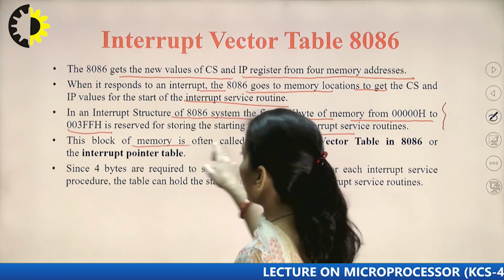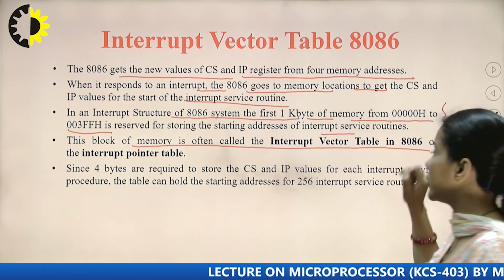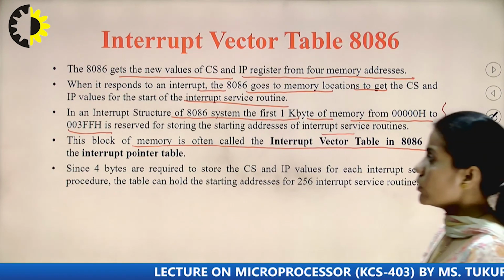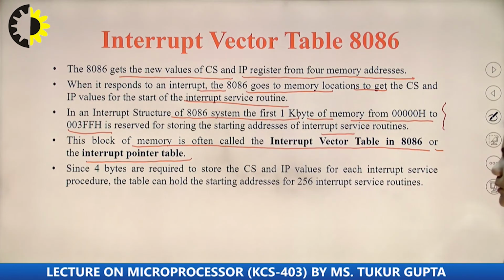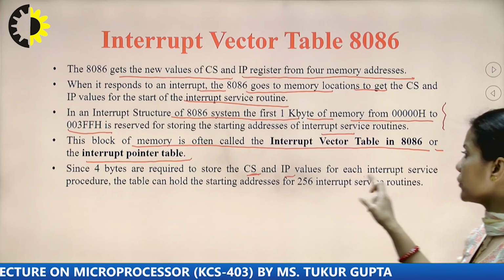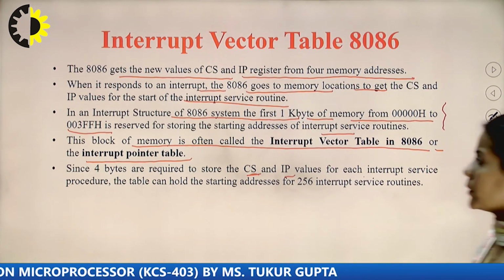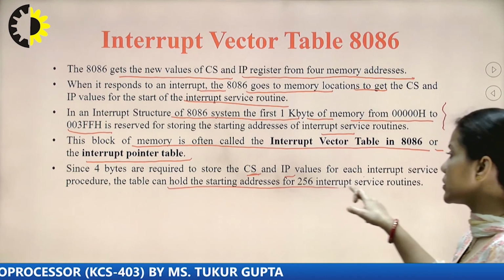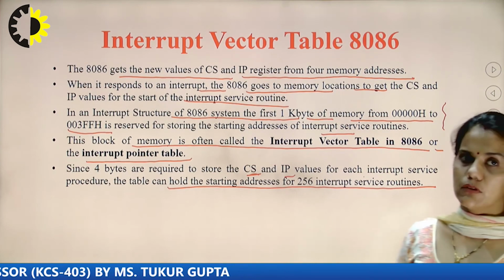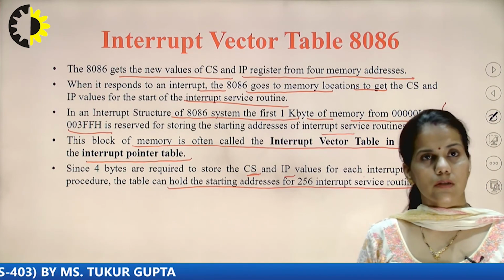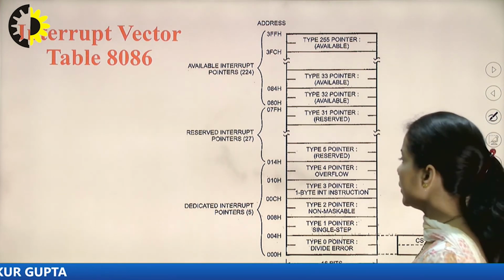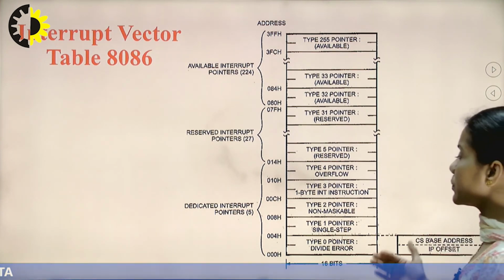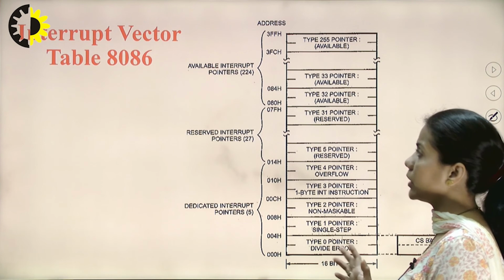This block of memory is often called the interrupt vector table in 8086, or the interrupt pointer table. Since 4 bytes are required to store the CS and IP values for each interrupt service procedure, the table can hold the starting addresses for 256 interrupt service routines. So this is the interrupt vector table, which has the corresponding vector location for every type of interrupt.